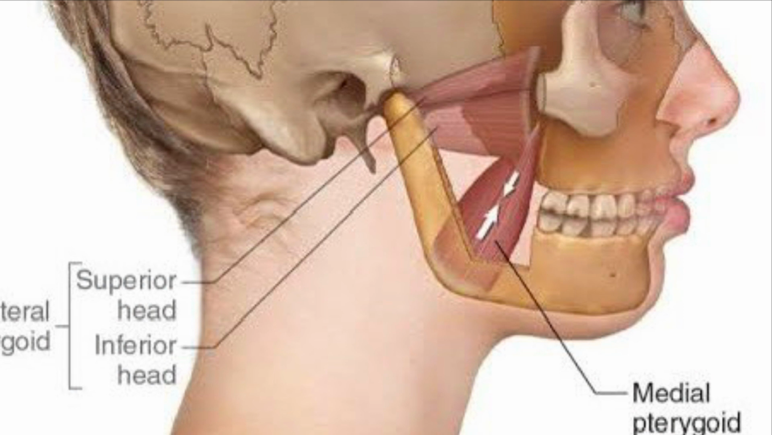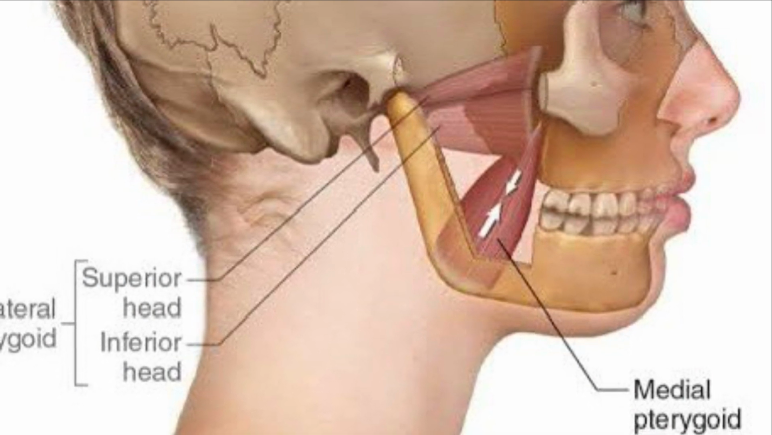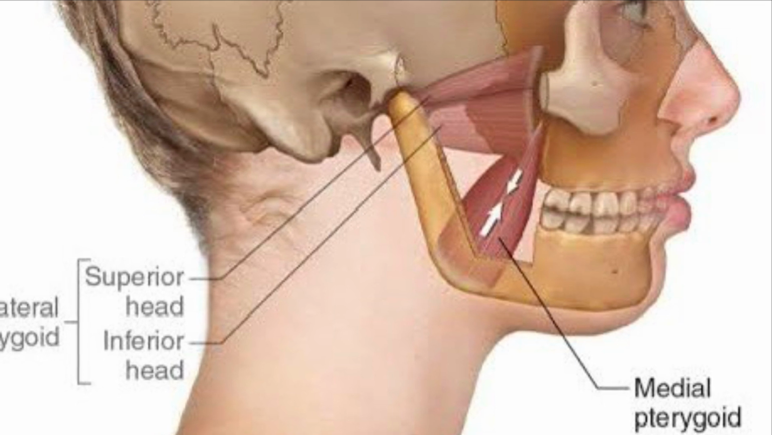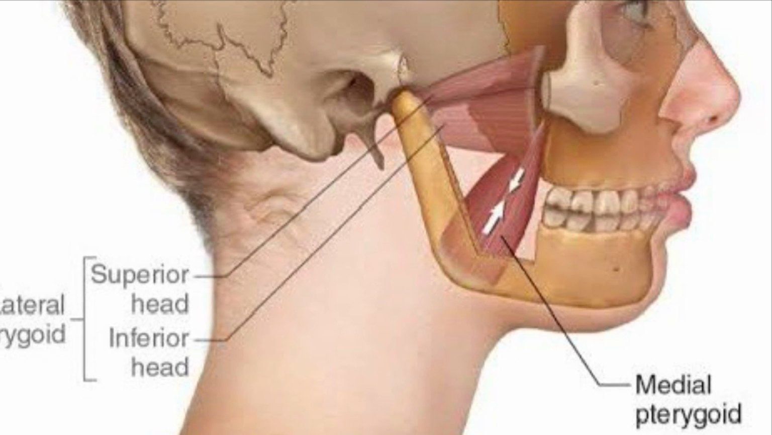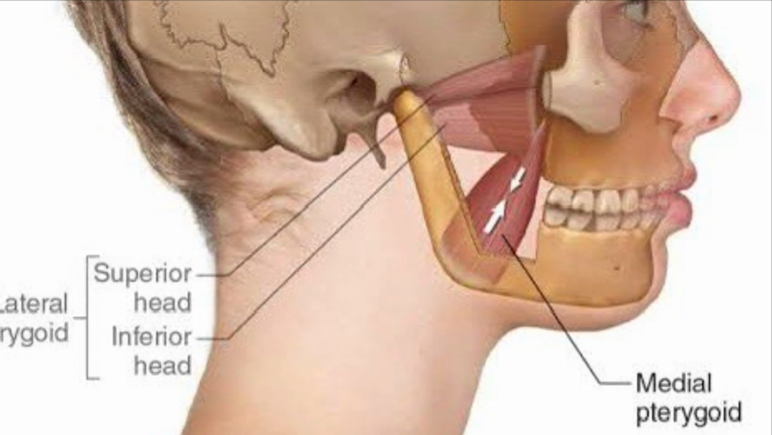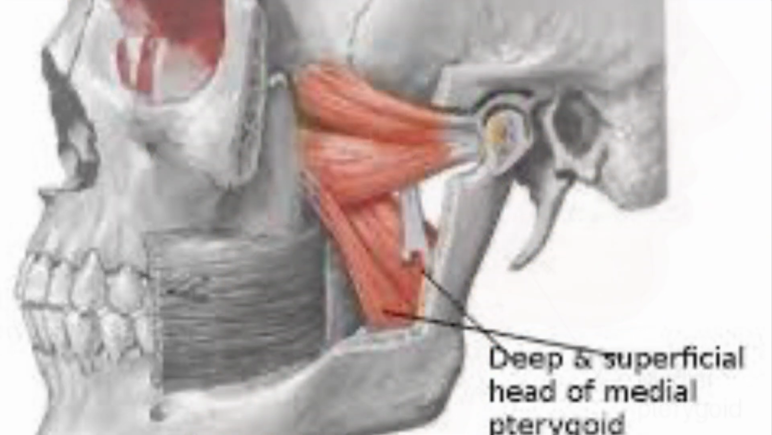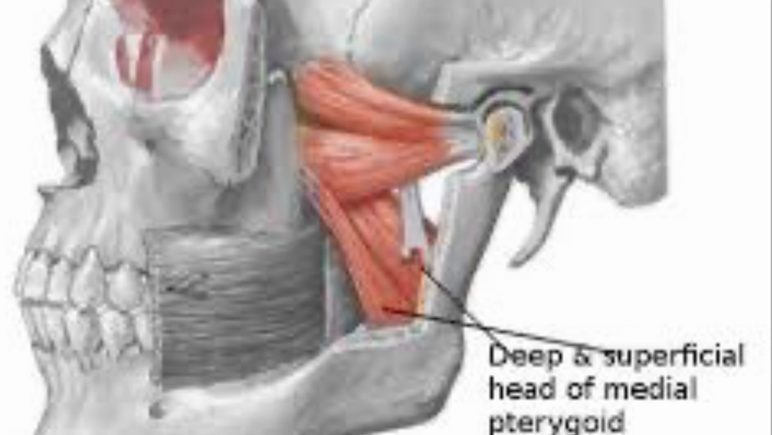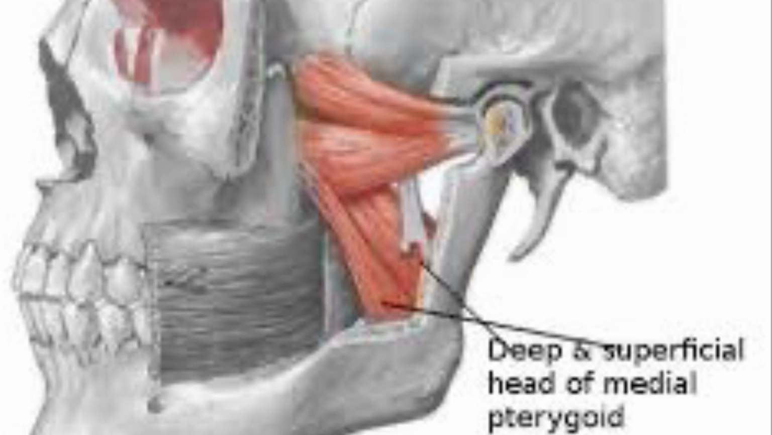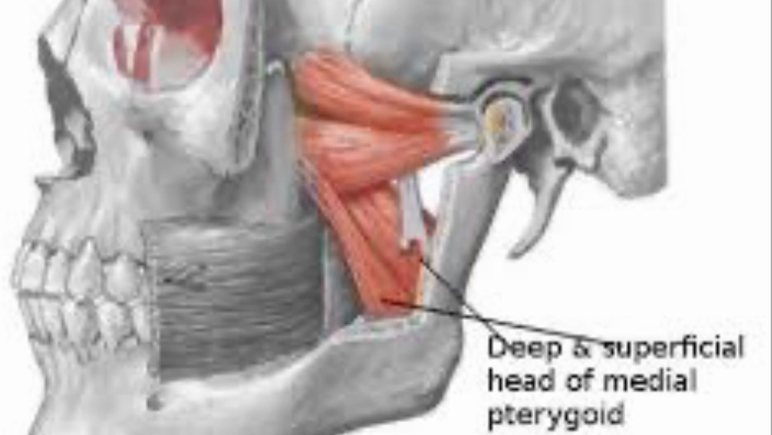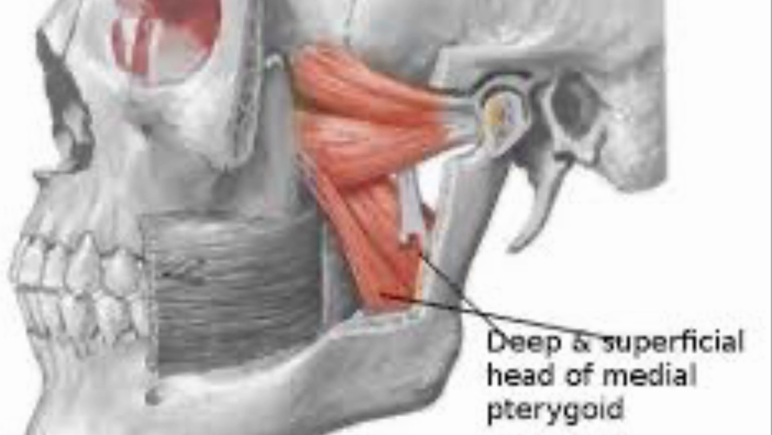The medial pterygoid muscle is the third muscle of the TM joint. It's quadrilateral in shape, having two parts, a superficial and a deep head. The deep part forms the bulk of the muscle and arises from the medial surface of the lateral pterygoid plate of the sphenoid bone and from the pyramidal process of the palatine bone. So the deep part arises from the sphenoid bone and palatine bone. The smaller superficial part arises from the maxillary tuberosity and grooved surface of the pyramidal process of the palatine bone.